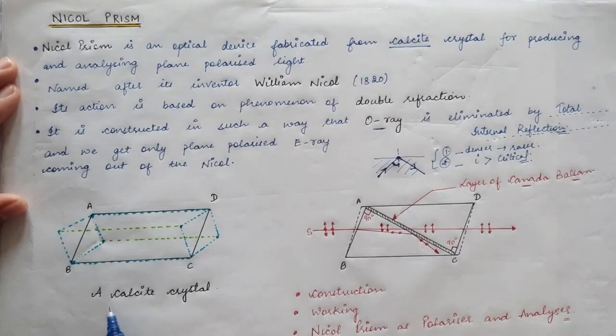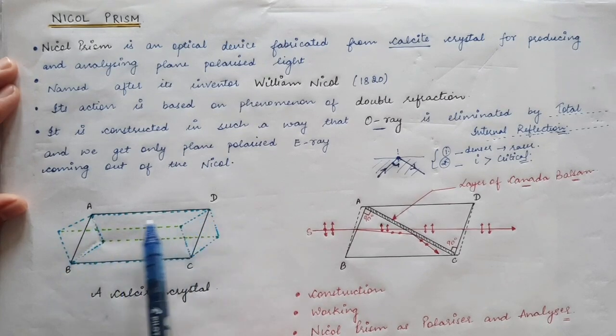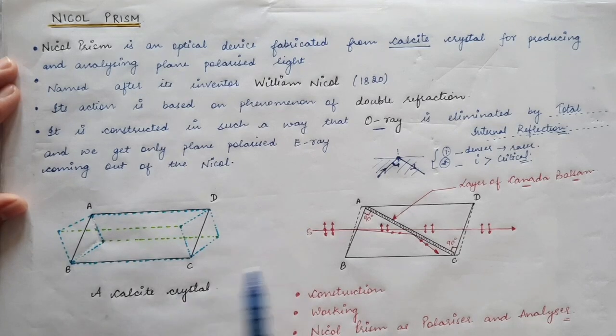So over here I have shown a calcite crystal which is a rhombohedron in shape. There are 6 faces, and this section which I have shown over here, the one shown in black color, this parallelogram, is the principal section of the calcite crystal.